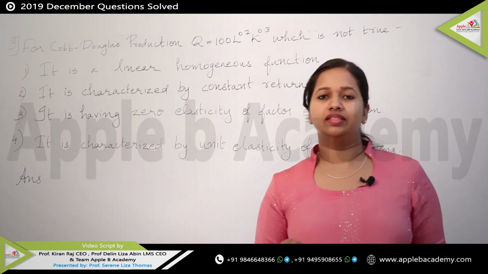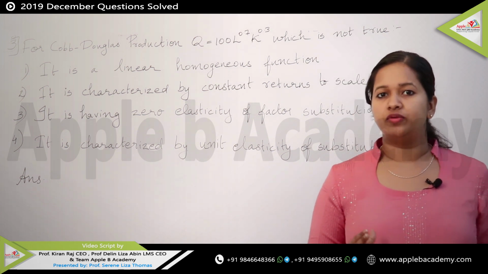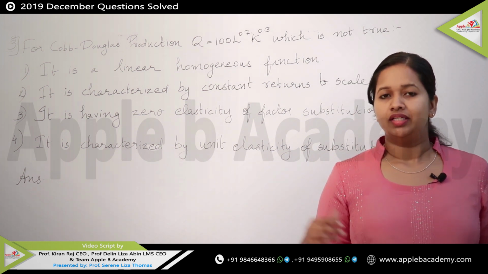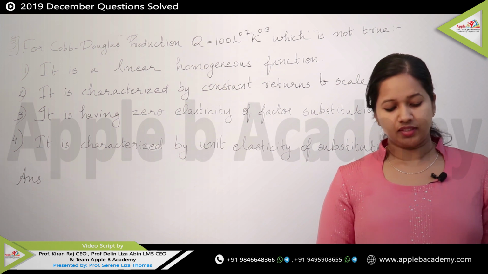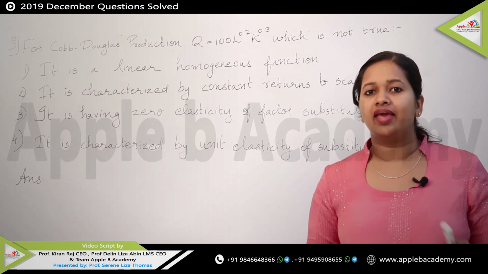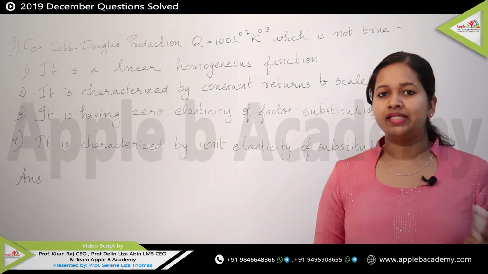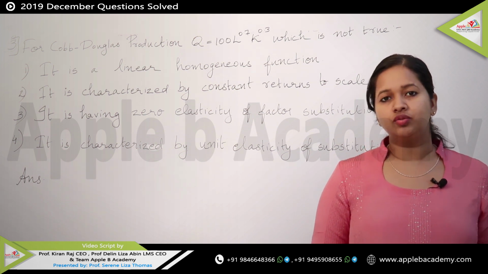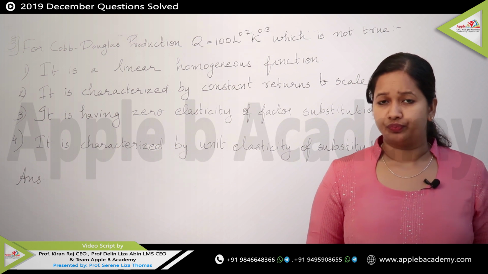Okay, now let's look at the third question. This is from the Cobb-Douglas production function. The production function is given here, which is q equal to 100 L raised to 0.7 K raised to 0.3, and certain statements are given. We need to see which of them are true.